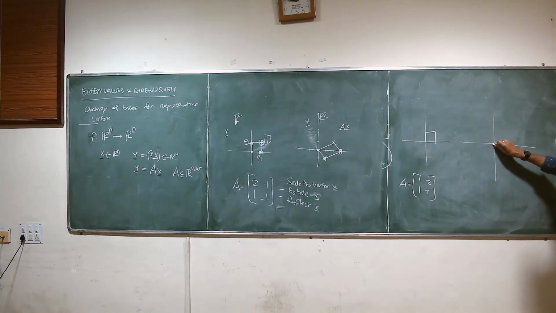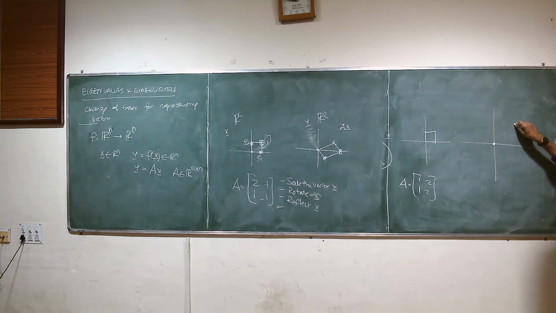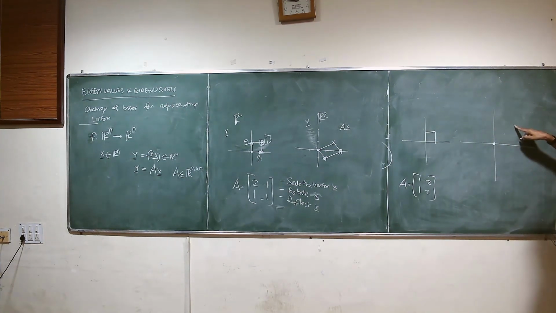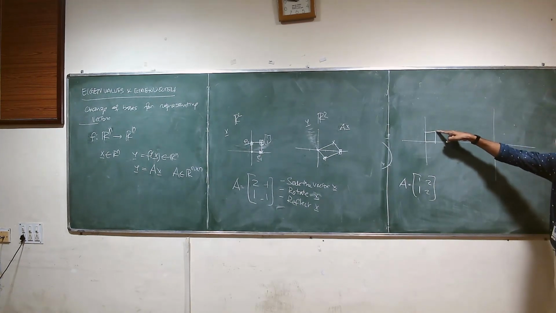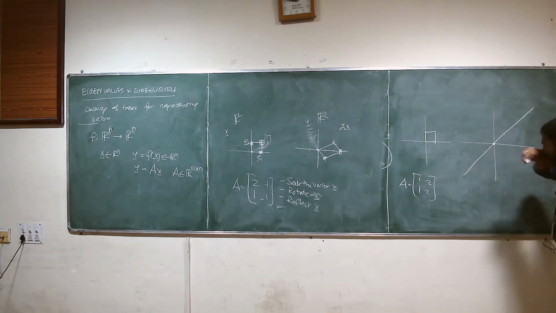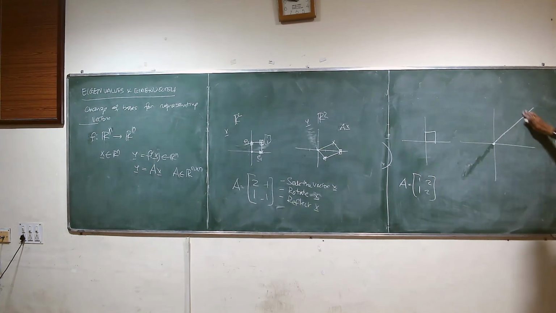Zero gets mapped to 0. What about E1? That's here. What about E2? That's here. And 1, 1, so this is mapped here. This here. What about this point? It gets mapped to 3, 3. But it gets mapped to this. Well, I should not draw this, but yeah, it gets mapped to this.